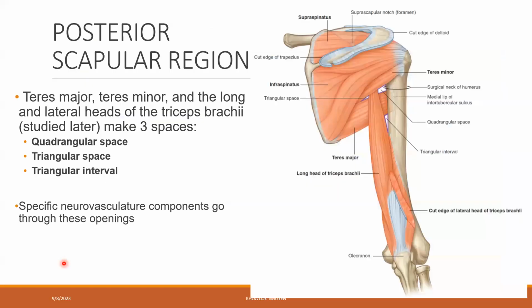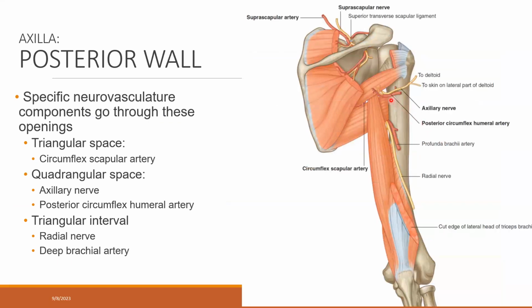Okay, all right. So now we have already looked at these three spaces, the triangular space, the quadrangular space, and the triangular interval. And now we will see what neurovascular components are going to go through them. For the quadrangular space, two components are going to go through it. Number one, the axillary nerve, right here. Number two, the posterior circumflex humeral artery, right here.